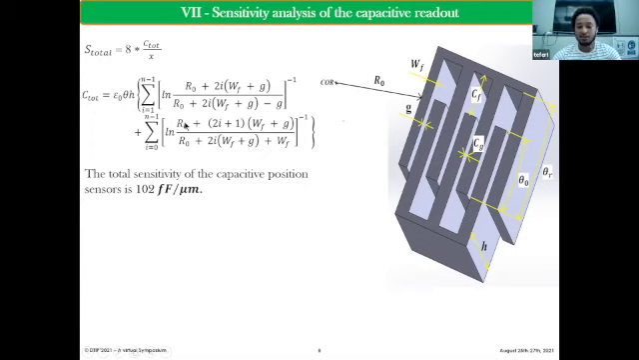This one is the relation to find the total capacitance. It is described in terms of the geometrical parameters of the capacitive readout. So by using both formulas, the total sensitivity of the capacitive position sensor is 100 to 10 farad per micrometer. This is above the intended sensitivity of the capacitive readout, so it is an acceptable range.